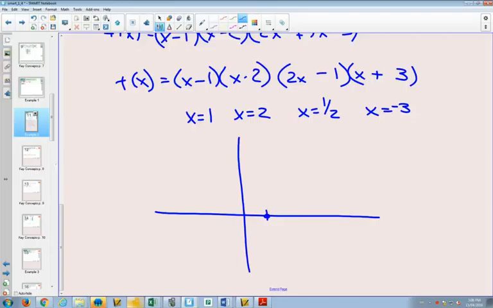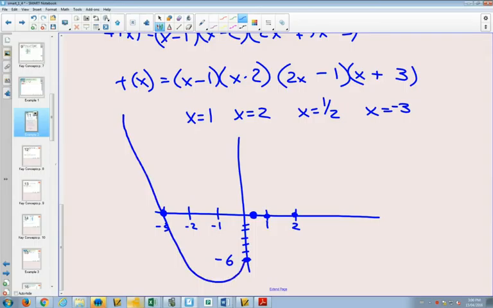X-intercepts of 1, 2, negative 3, and 1/2. Okay, and our y-intercept was negative 6. Now, because we have all of our x-intercepts and our y-intercepts, and because we know this acts like a parabola, we know that it has to start over here. It needs to go through this point. It's going to come through this point, through this one, and through this one. And this will be a sketch of this graph.